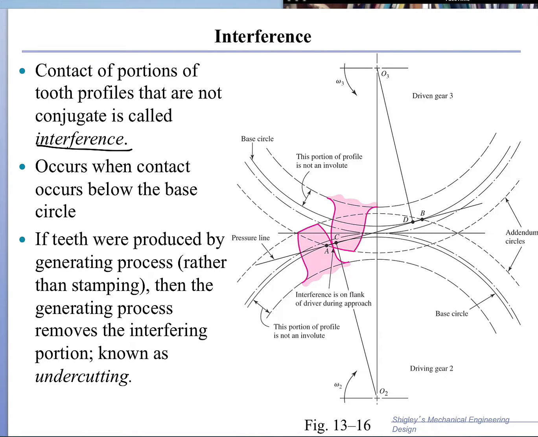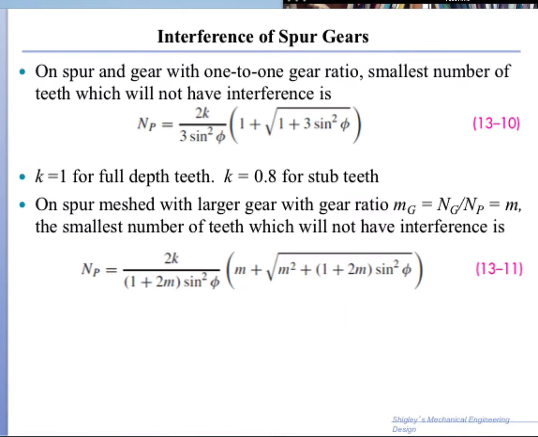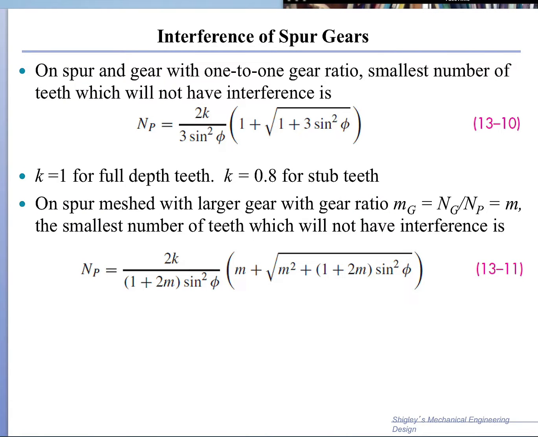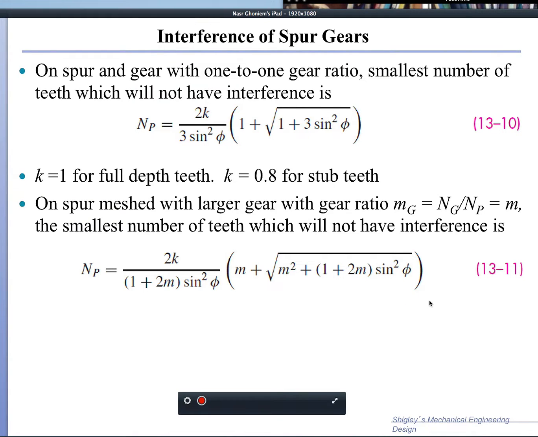To not allow for the interference, we could do it two ways. One way is we can go back and reform the gears, cut them by a process called undercutting, so we can shave off some parts of the tooth that is causing the interference, and that is not a very good solution. The other solution is to actually select properly the number of teeth, the minimum number of teeth. As we increase the number of teeth on a gear, then interference will not occur.